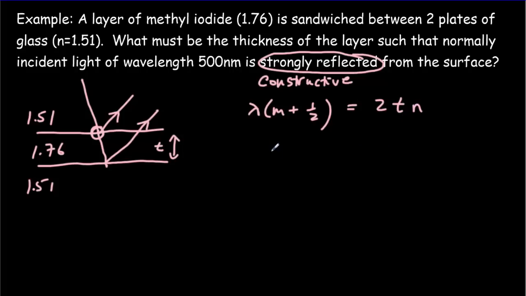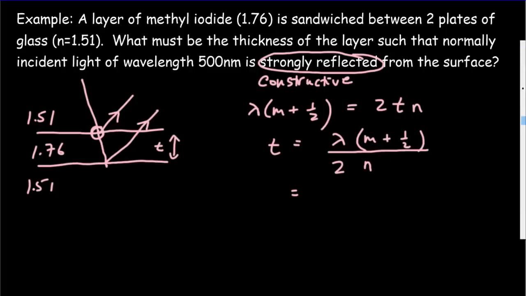So rearranging for t, I'll get that t will equal the wavelength times m plus 1/2 all divided by 2 times the index of refraction of the film. Putting in my numbers, I'm going to take a first case where I set m equal to 0. So this is going to be the minimum thickness at which the condition is satisfied.